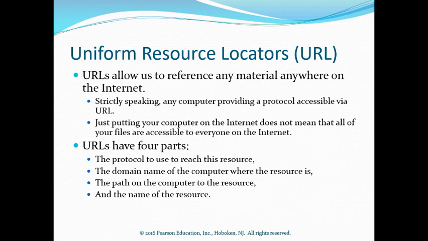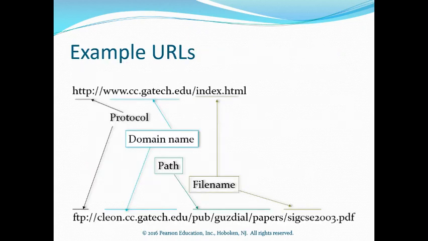Uniform Resource Locator, or URL. URLs allow us to reference any material anywhere on the internet. Strictly speaking, any computer providing a protocol accessible via URL. Just putting your computer on the internet does not mean that all of your files are accessible to everyone on the internet. URLs have four parts: the protocol to use to reach the resource, the domain name of the computer where the resource is, the path on the computer to the resource, and the name of the resource.